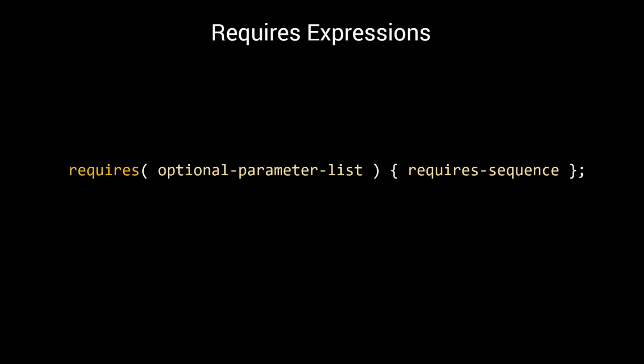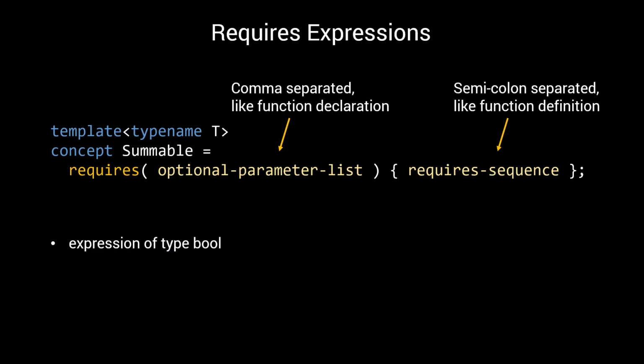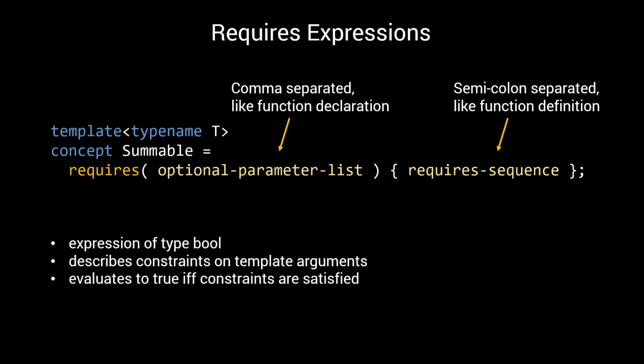You are dealing with a requires expression if the requires keyword is used in a Boolean context, like the constrained expression of a concept. The requires expression is an expression of type bool. Its syntax resembles that of a normal function. In parentheses, you can specify a parameter list separated by commas, just like in a function declaration. And, just like in a function definition, the requires sequence, which is specified in the braces, is a list of semicolon-separated requirements on the template parameters, possibly specified indirectly through the parameters from the parameter list. We'll look at some examples of both in a bit. Lastly, the requires expression evaluates to true if and only if all of the constraints are satisfied.